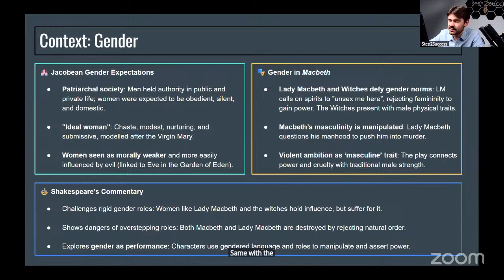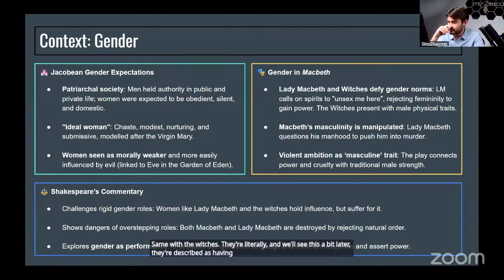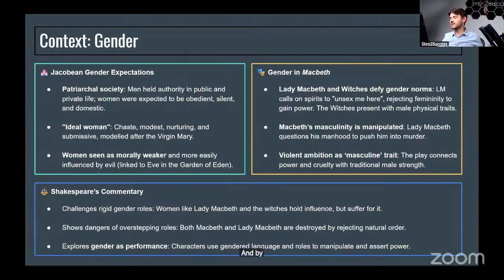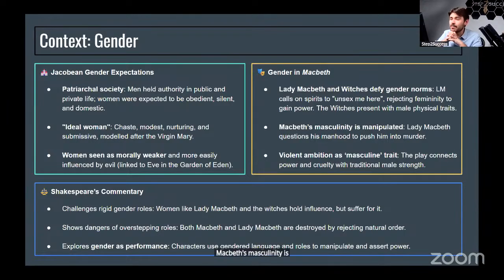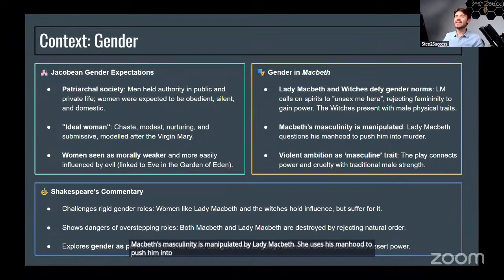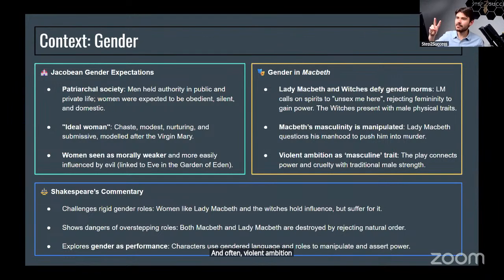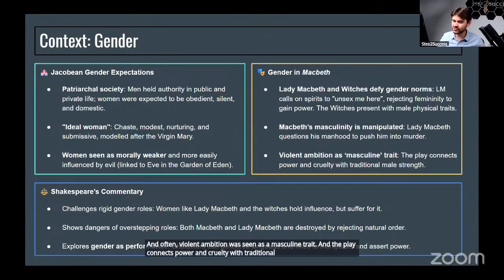Same with the witches. We'll see this a bit later, they're described as having male physical traits. They break conventional gender norms. And by doing this, again, they're shown as breaking this great chain of being, this divine order, therefore leading to chaos. Macbeth's masculinity is manipulated by Lady Macbeth. She uses his manhood to push him into doing evil deeds such as murder. And often violent ambition was seen as a masculine trait. And the play connects power and cruelty with traditional male strength.